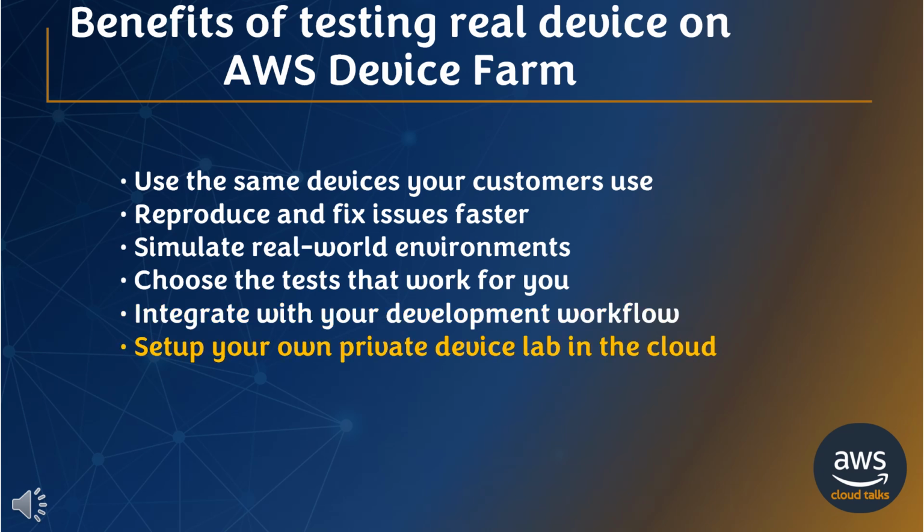Set up your own private device lab in the cloud. AWS Private Device Lab offering lets you choose iOS and Android devices for your exclusive use. Device Farm provisions these devices with the exact configurations you need and lets you persist settings between sessions. Since these devices are exclusively for your use, you don't have to wait for other users to finish using them.